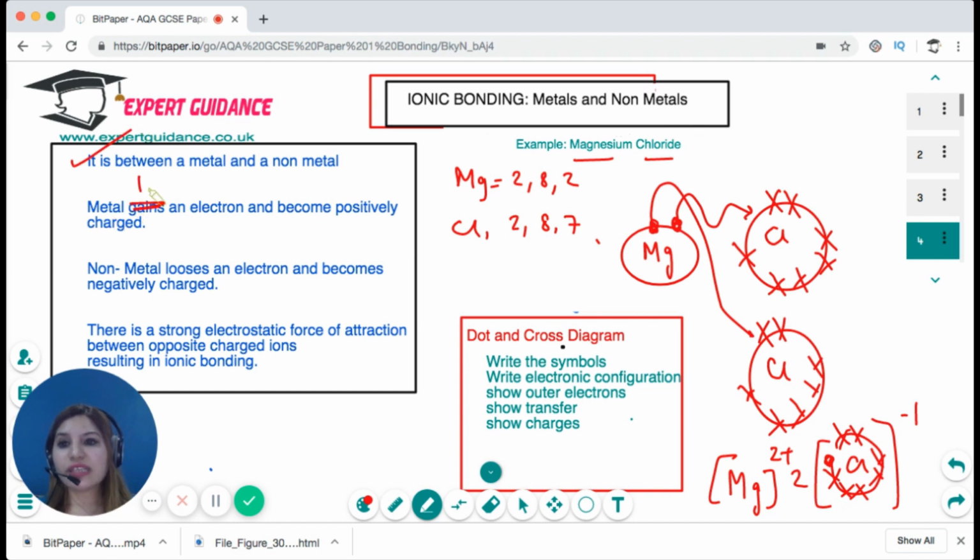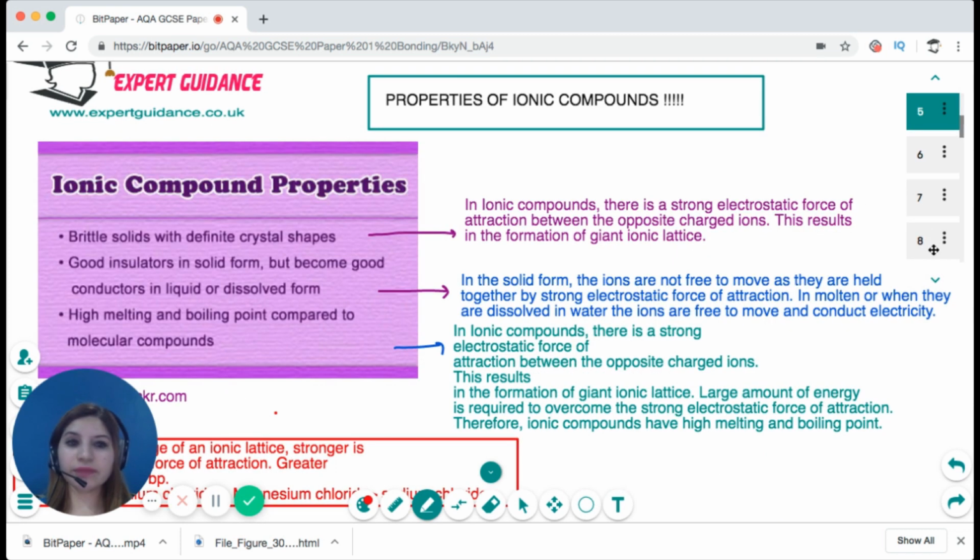Metal loses an electron, remember, and becomes positively charged. Non-metal gains an electron and becomes negatively charged. There's a strong electrostatic force of attraction between opposite charge ions, resulting in ionic bonding.